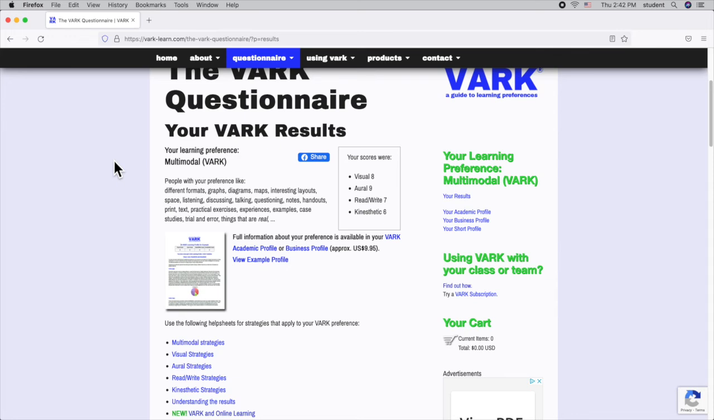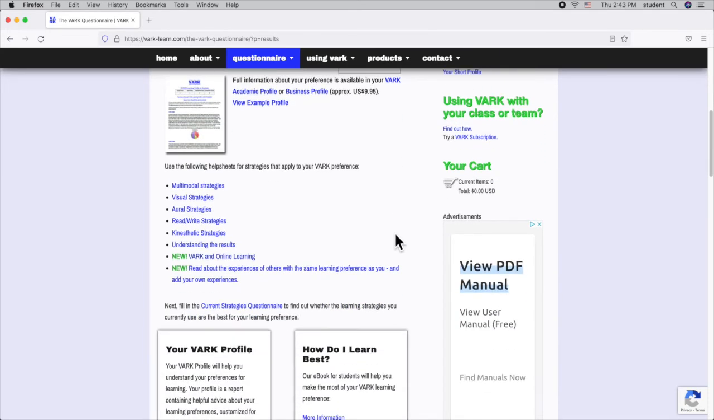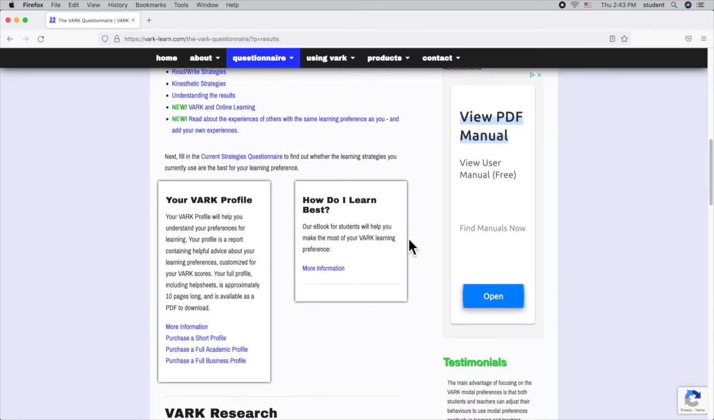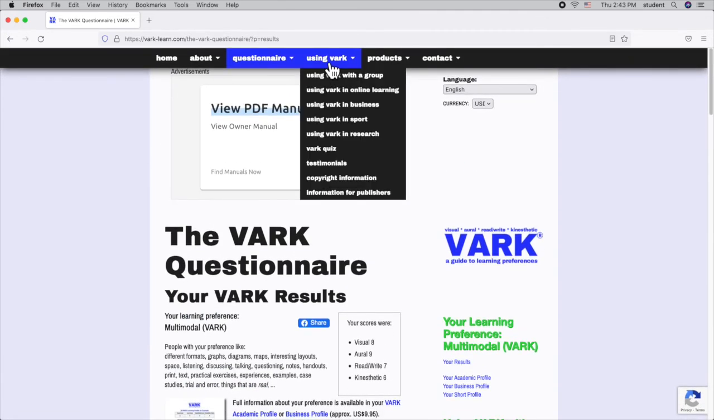So just a sample questionnaire example. Your learning preference is multimodal VARK. So scores were 8 for visual, 9 for oral, read-write, and kinesthetic. So that was just a quick example. If you were to take that in an actual setting, it would lean one way or another toward visual, oral, read-write, or kinesthetic. Okay. So your students can take that. You can take that. So how do we use VARK?